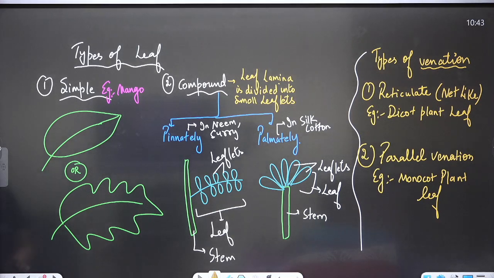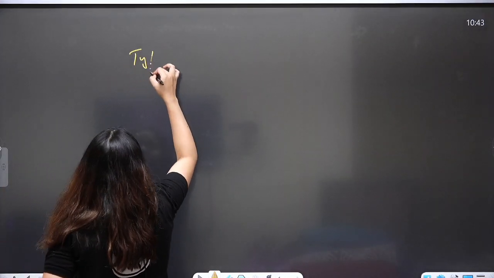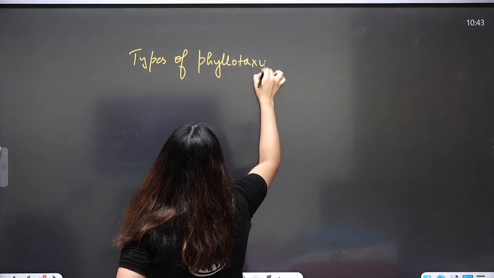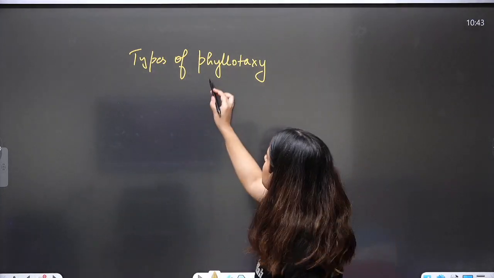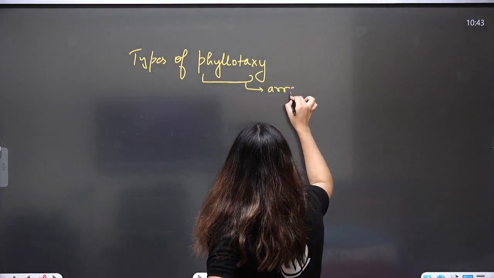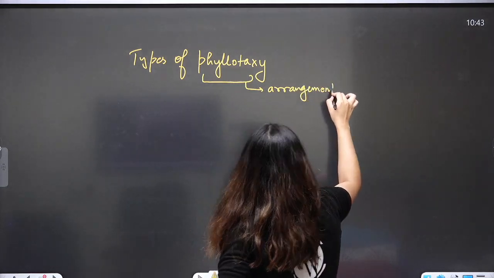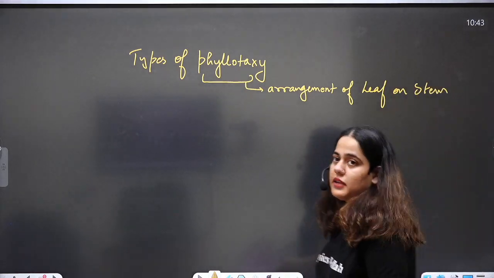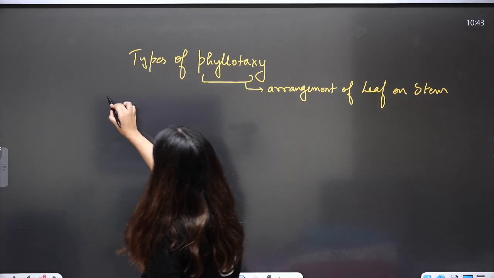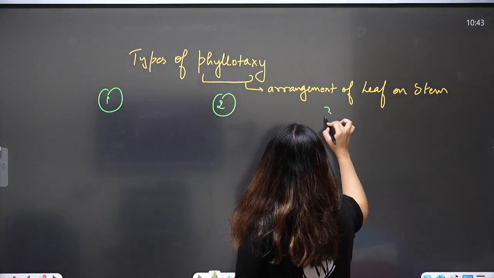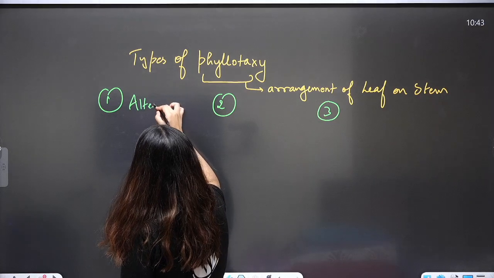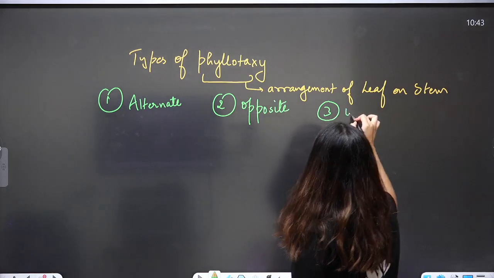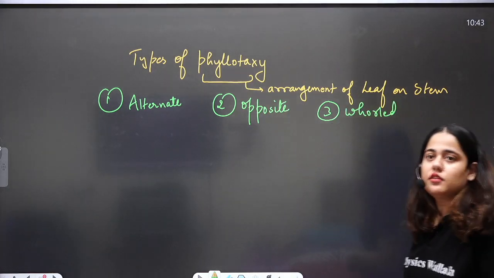Right, so next is the types of phyllotaxy. Phyllotaxy means arrangement of leaf on stem. Arrangement of leaf on stem. There are three types: alternate, opposite, and whorled.